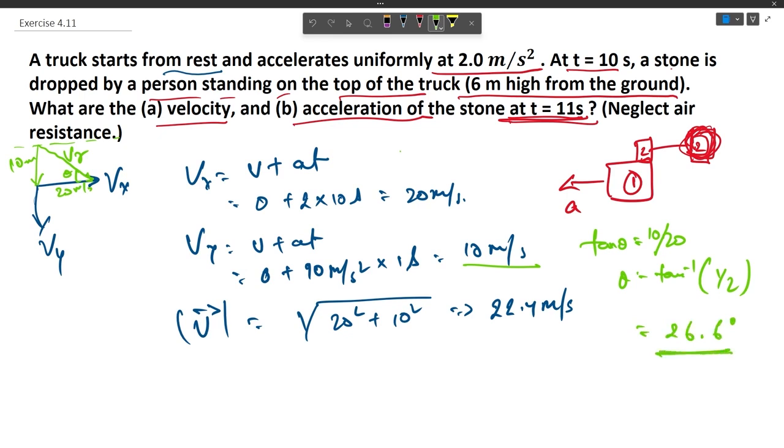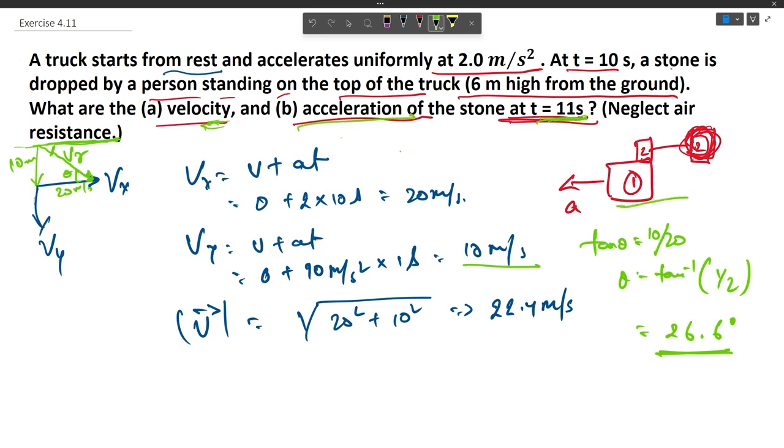And also this theta is equal to this theta, so the resultant velocity vector is acting at 26.6 degrees from the horizontal axis. Now we have found out the velocity vector at time t equals 11 seconds. We have to find out the acceleration of the stone at t equals 11 seconds.